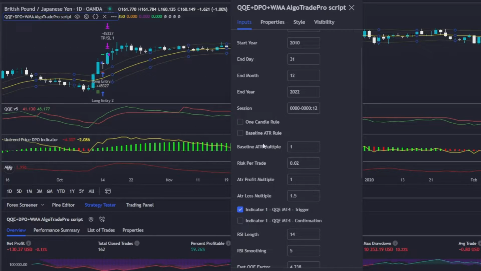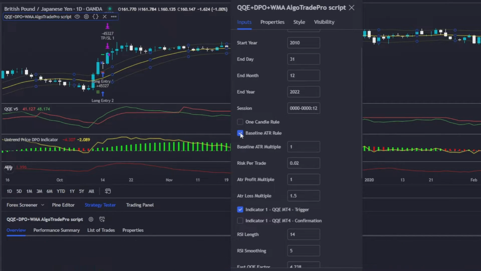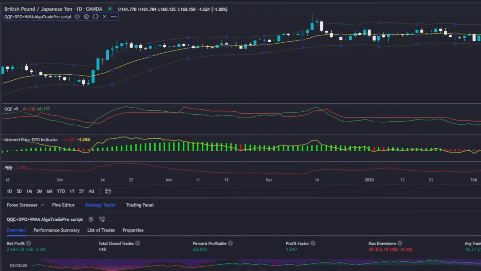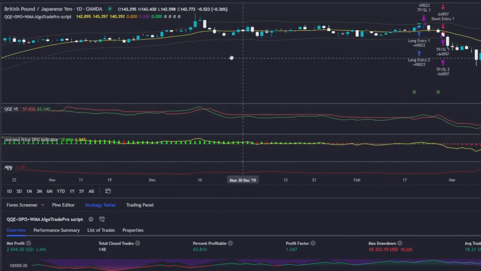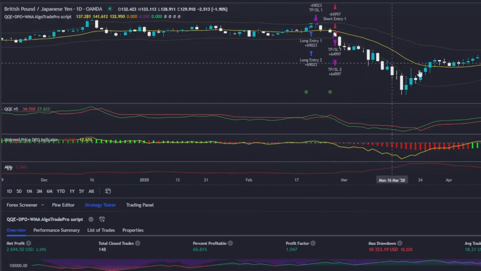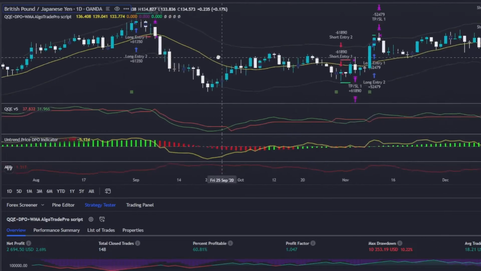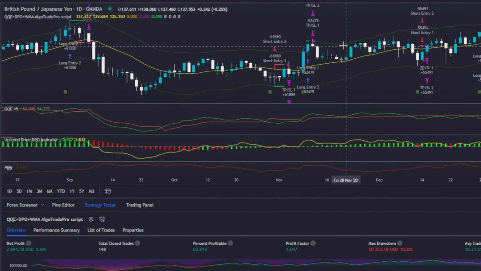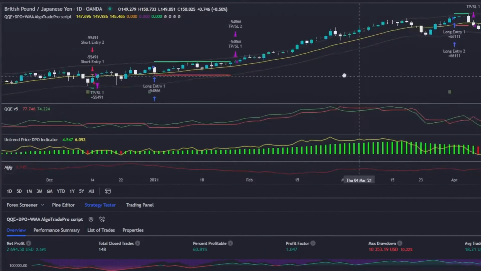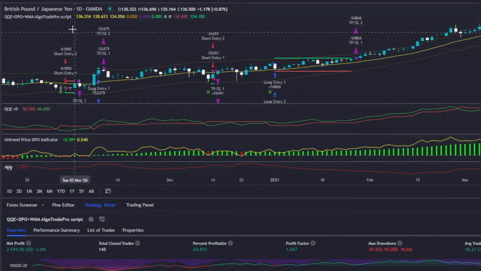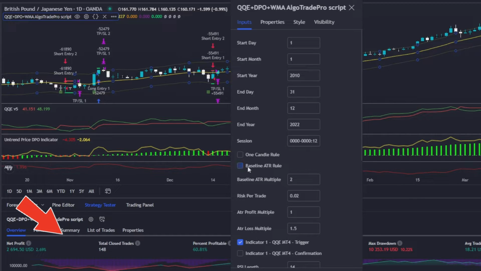If I now say that I want the algo to use the extra condition of the baseline ATR rule, using the value 2 as the constant, you will see that it will only consider valid trades that are not further from the baseline more than 2 times the ATR pip value. That is, trades that are within the bands that appear on the chart. And as you can see, the results of the strategy below change completely.